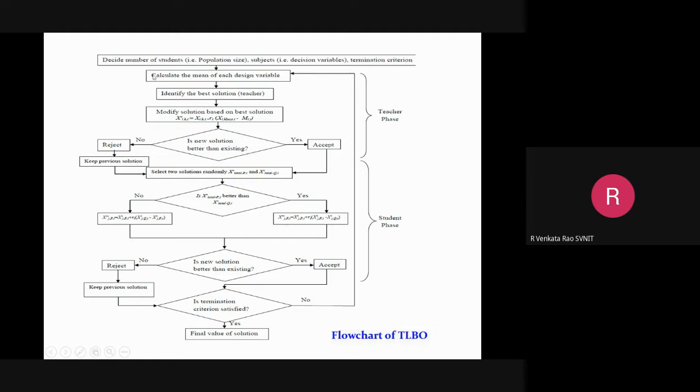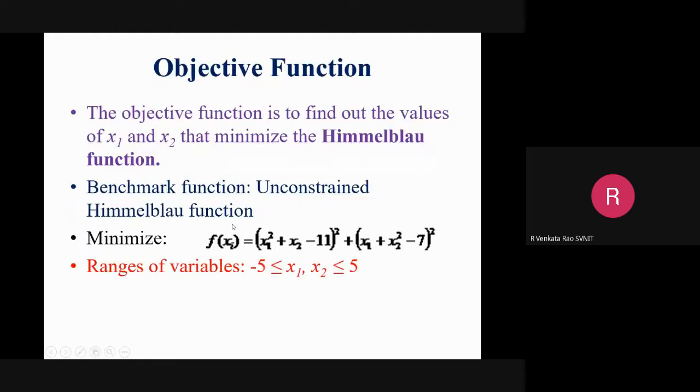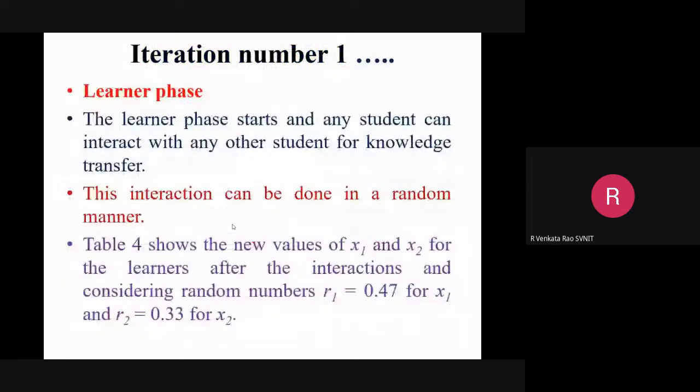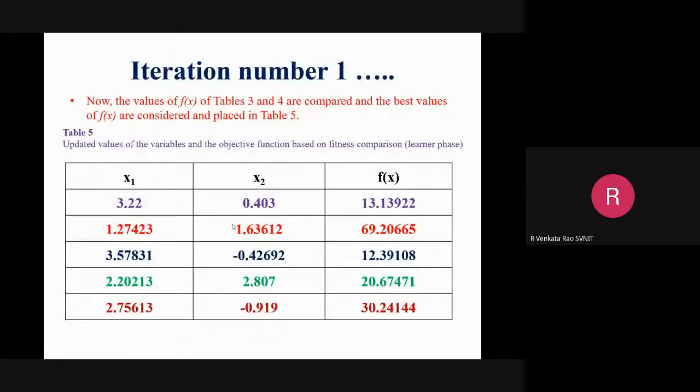When the answer is no, then where does it go? It goes back here: calculate the mean of each design variable. Again, this cycle repeats. Calculate the mean of each design variable, identify the best solution. Here in table 5, we have identified the best solution, 12.39108. Then take the mean of all these x1 values. Similarly, calculate the mean of the x2 values.